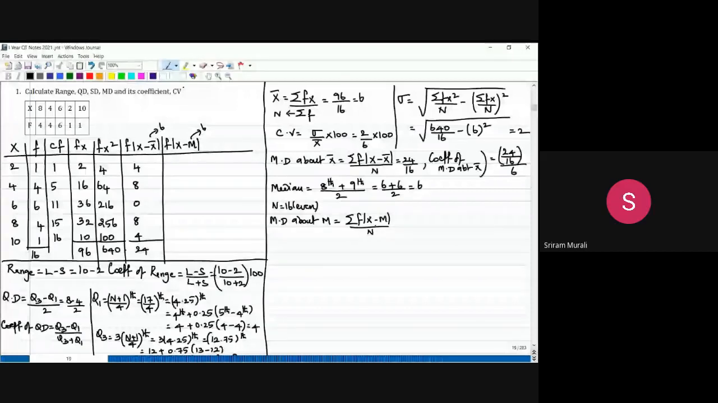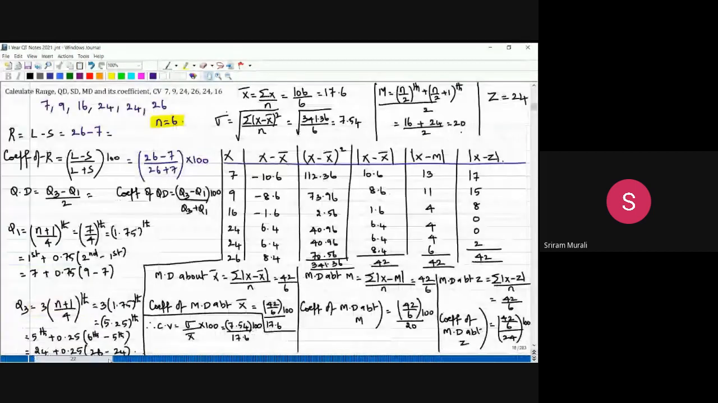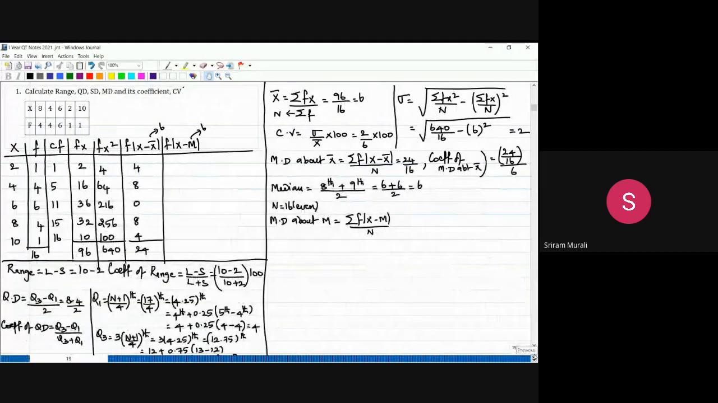N is 16. It is even. If it is even, what is the formula to compute median? N by 2 plus n by 2 plus 1, by 2. Should I tell you where I said this is a formula? If n is even. Now n is 16. 16 by 2 is 8. N by 2 plus 1, 8 plus 1, 9, divided by 2.